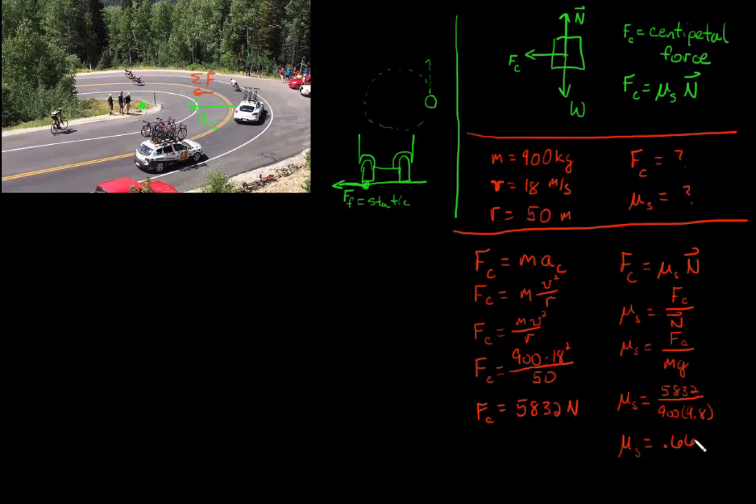And that's about right. A standard tire on a standard road is about 0.7 on a dry road. On a wet road, it drops to about 0.3 or 0.4. That's why you'll slip around a curve. You need to slow down.